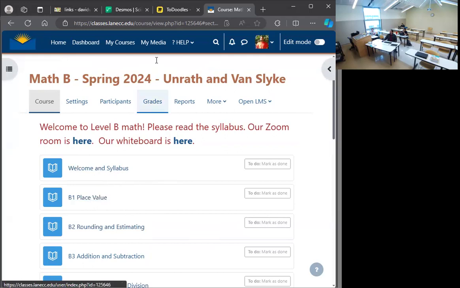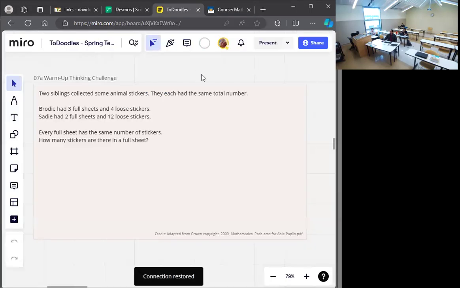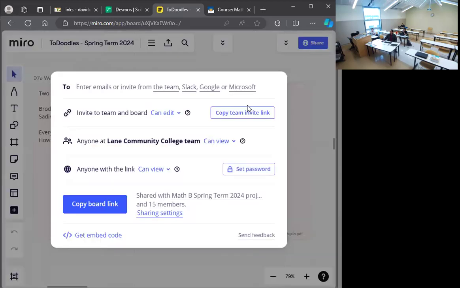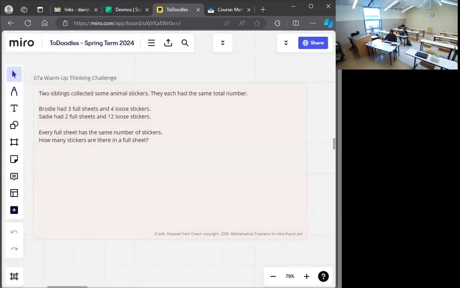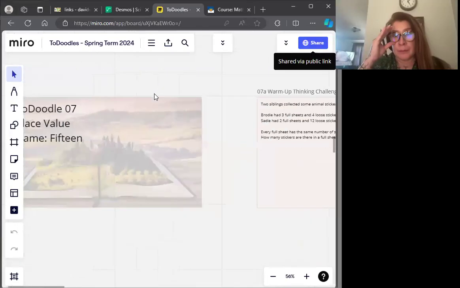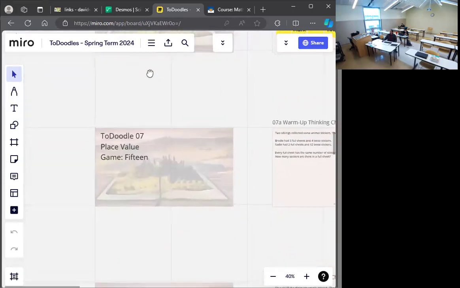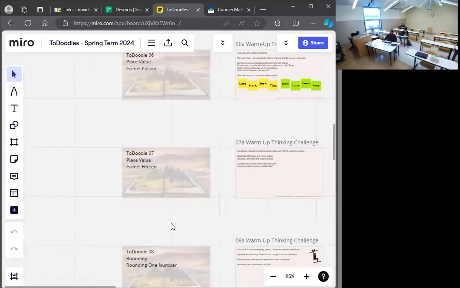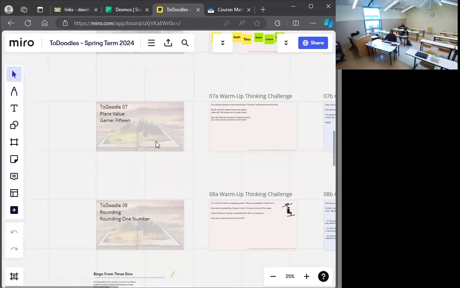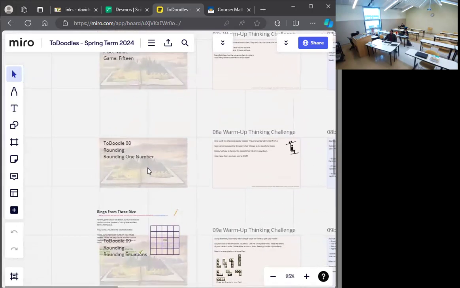I've put a link in chat, but I will do it again of where we are here. Is it place value 1 or 2? And that will bring you in and you can look at this. I'm going to zoom out for a moment. So we last week did 6 different to-doodles about place value. And now we're on number 7. And that's the last one for place value. Then we'll move on to rounding.